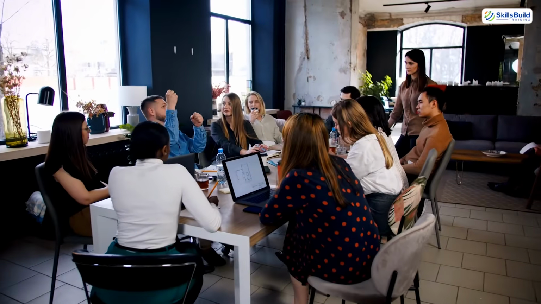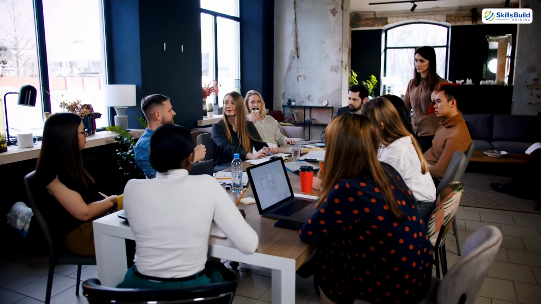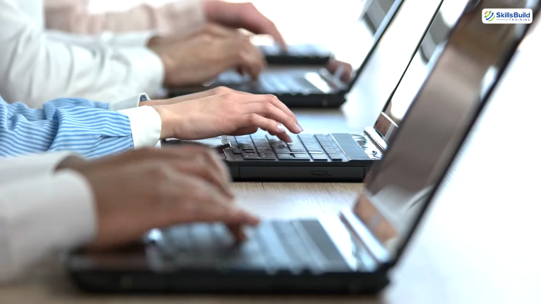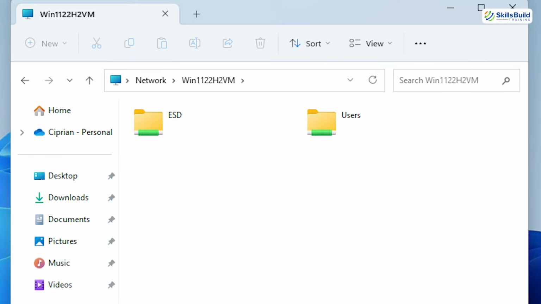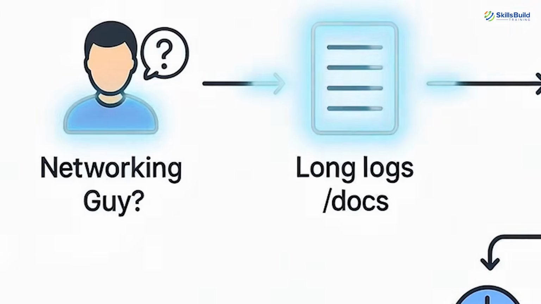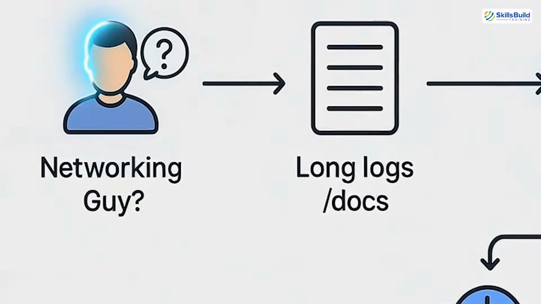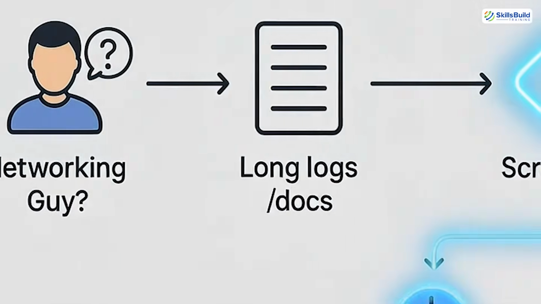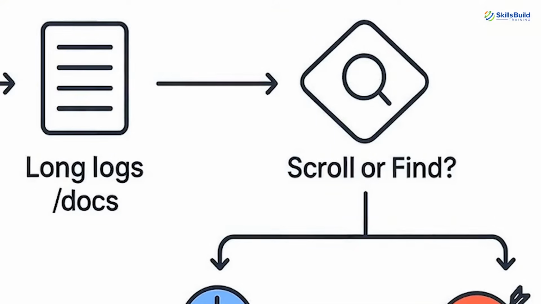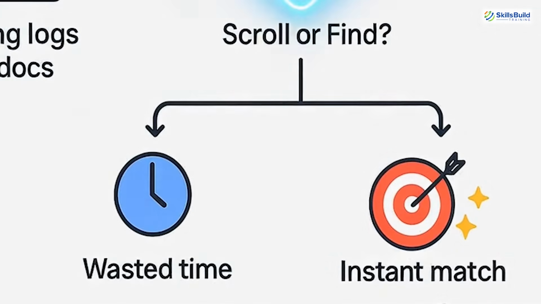Now imagine this, your company has thousands of employees, each with their own logins, plus hundreds of computers, shared folders and printers, all packed into AD. Suddenly someone says, hey, can you pull up the networking guy account real quick? Here's the thing, no sane admin scrolls for hours. Instead, we use the Find tool and it feels like a cheat code.